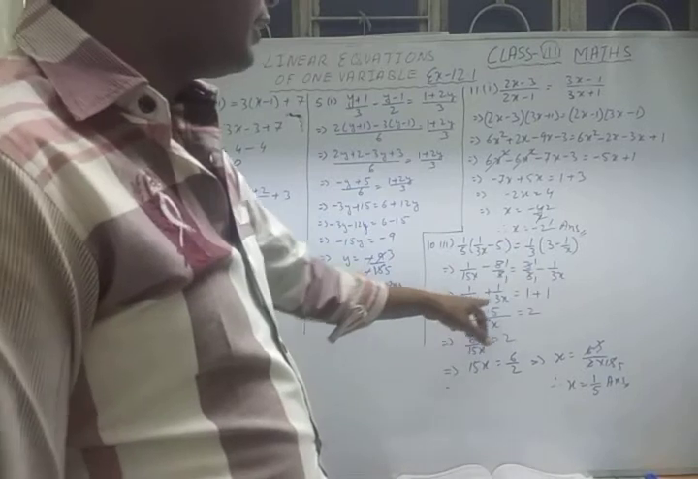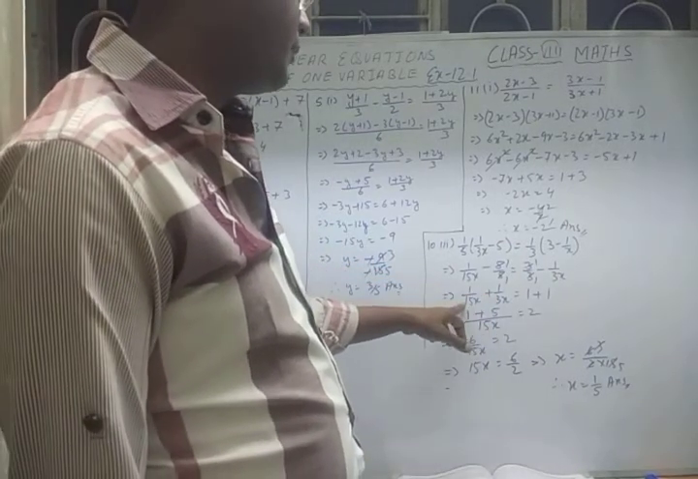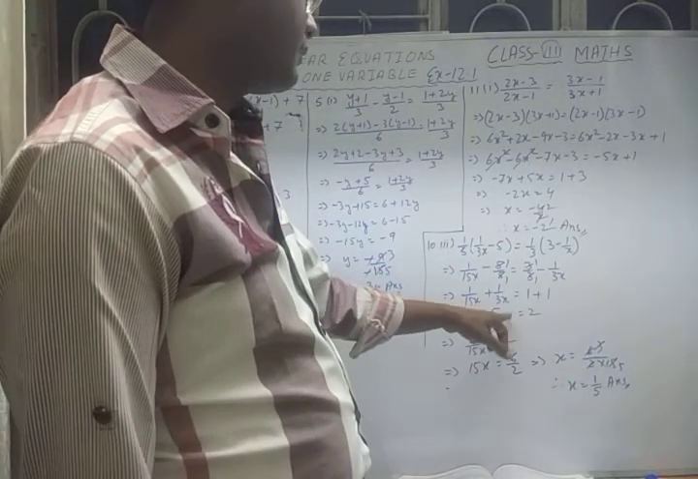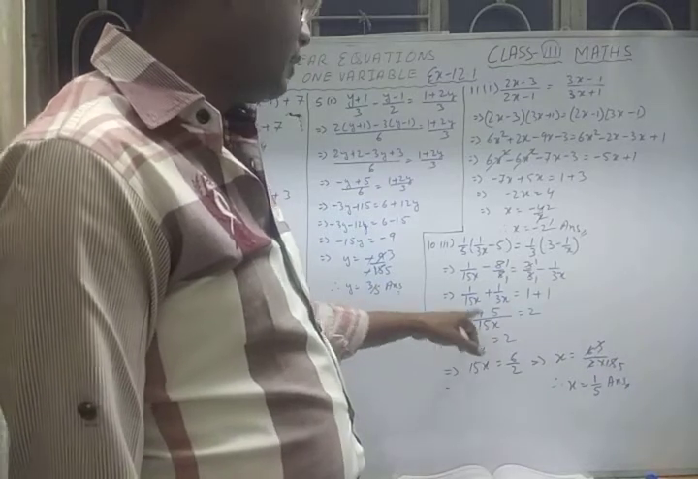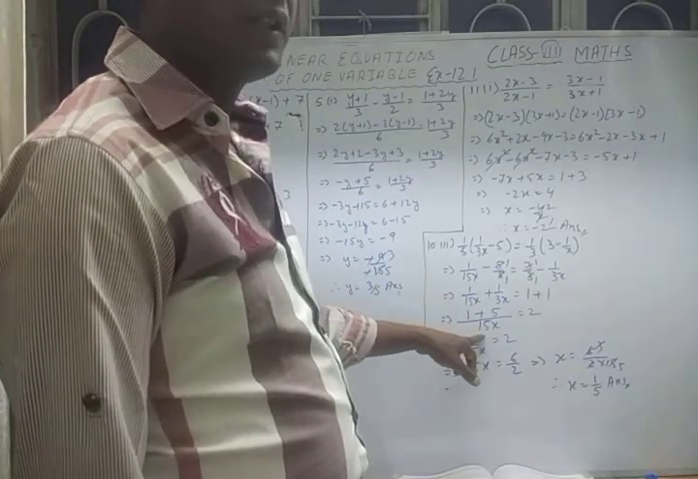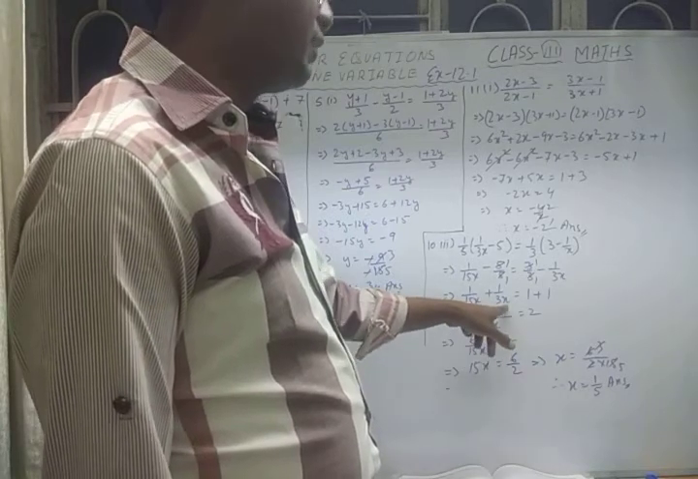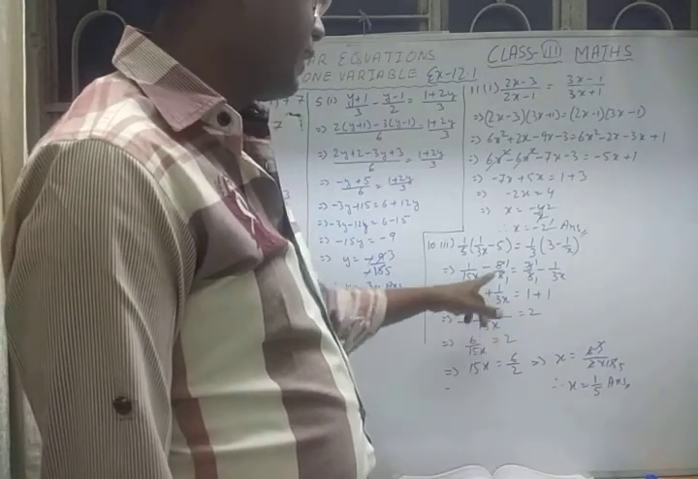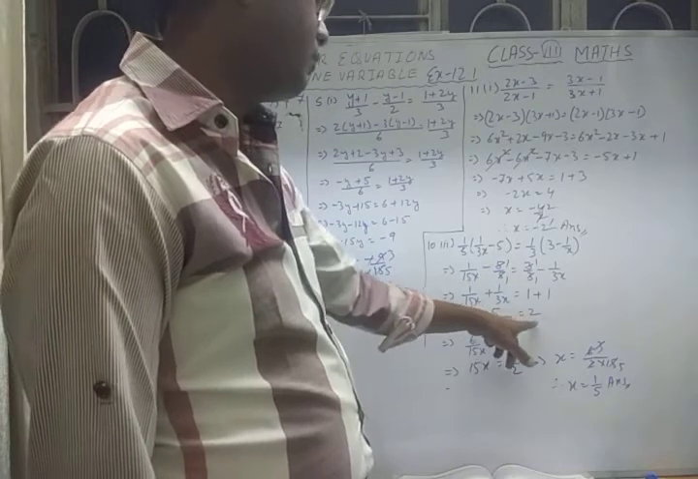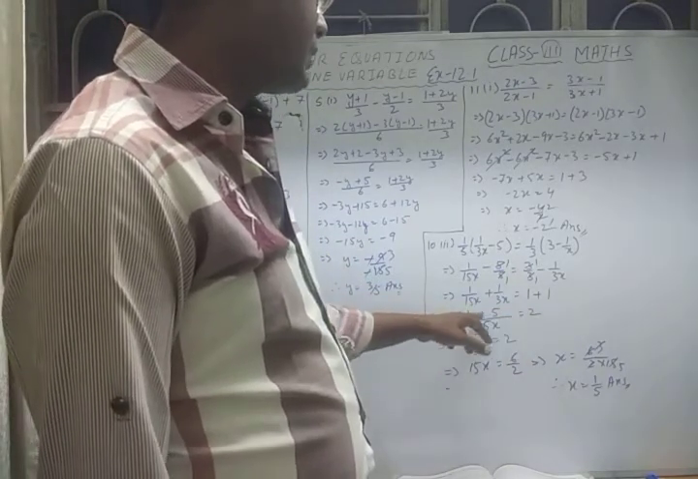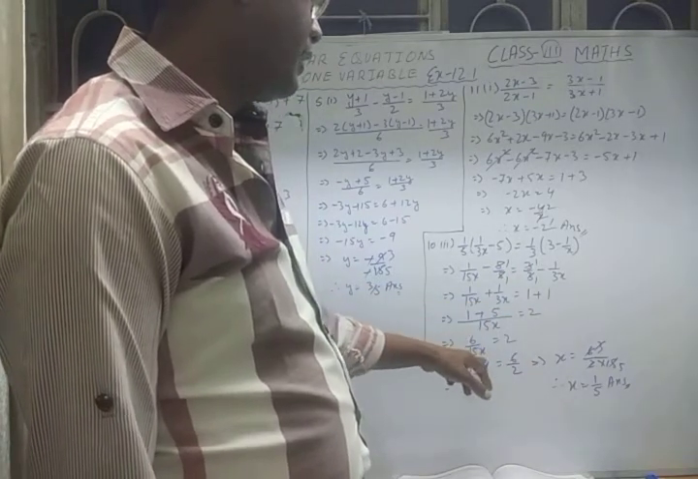Now here again it is in the fraction form. So the LCM of 15x and 3x will be 15x. So 15x divided by 15x is 1. So 1 1 is 1. So 15x divided by 3x, it will be 5. So 5 1 is 5, is equal to 2. Now 1 plus 5 is 6 by 15x equals to 2.